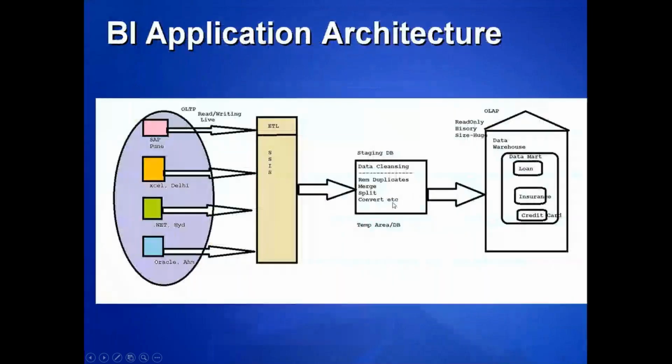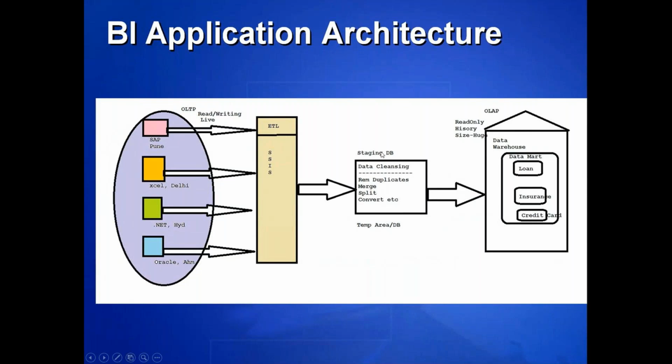We have seen the application architecture. We have data in different servers: in the Pune server we have some, and in the Delhi server we have some Excel files. In Hyderabad we have a .NET developed application, and from that application we need to extract the data. By using ETL we are going to load it into one small database for staging. You can call it a staging database.